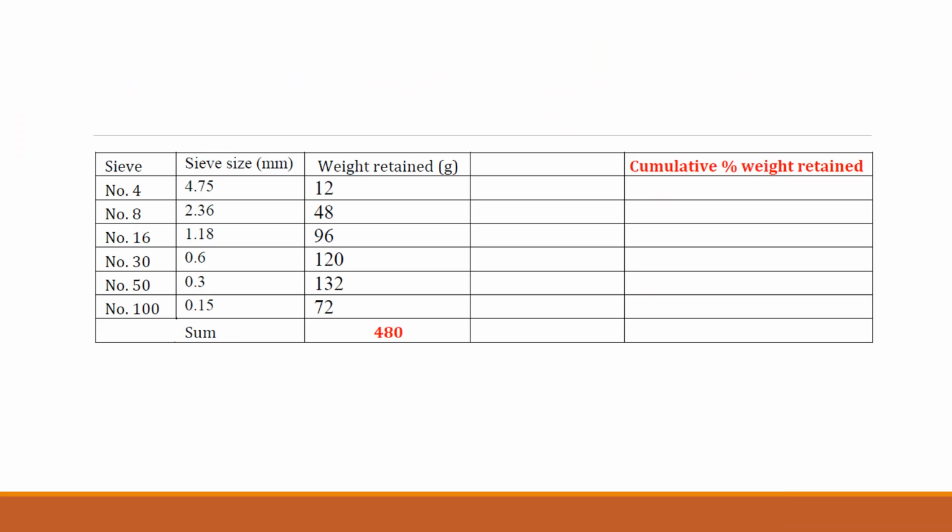Okay, so this is your table. When you add all the weight retained together, I got 480. Can you find the percentage weight retained? I'll give you time. So this weight retained is 12. Total mass is 480. So 12 divided by 480 times 100%. You need to do that for all, and then you can find the cumulative value. Just fill this one, then I will tell you how to do the cumulative.